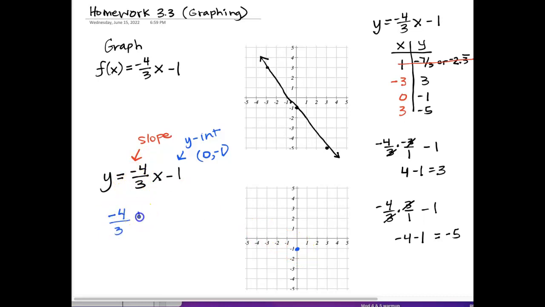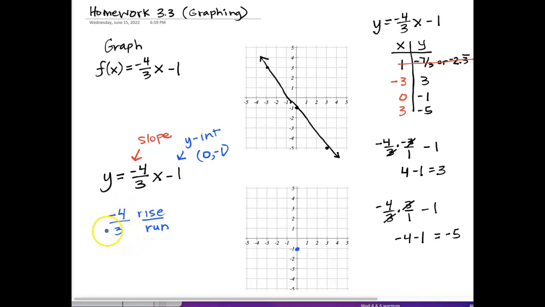And then from there, you're going to do the rise over run. All right, so I'm going to write that over here to the side. So the rise means going up or down from that point, and the run means going left or right, and depending on whether the number is positive or negative, that's what we'll do. Now, since it's negative, be careful.